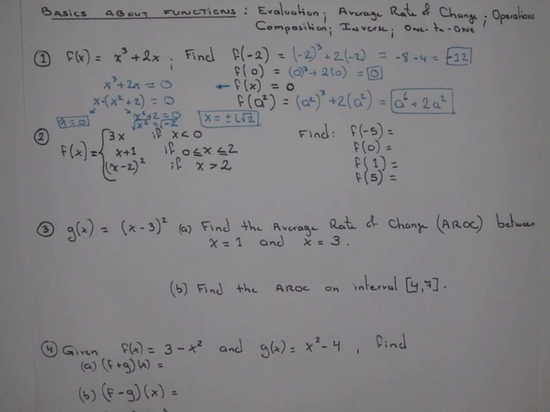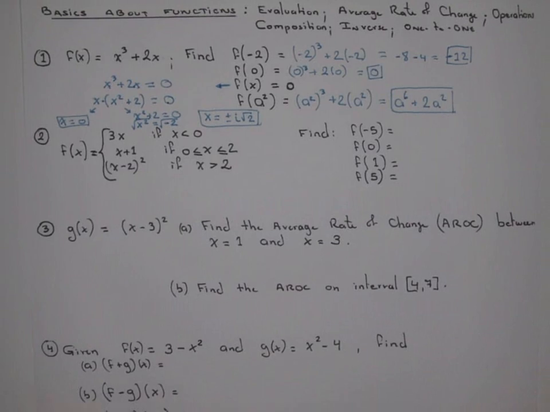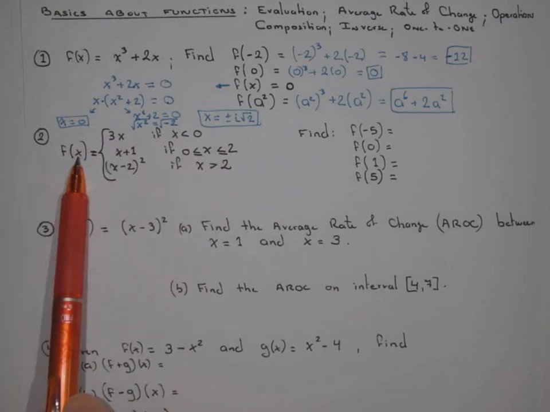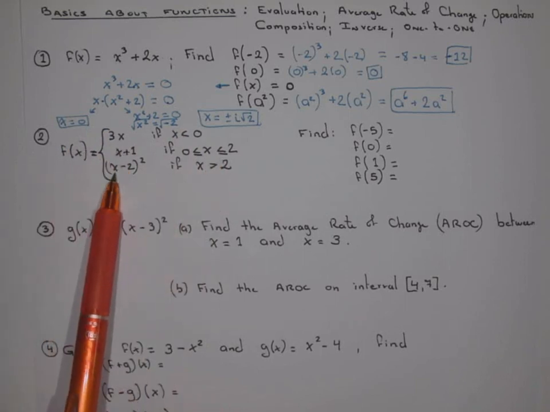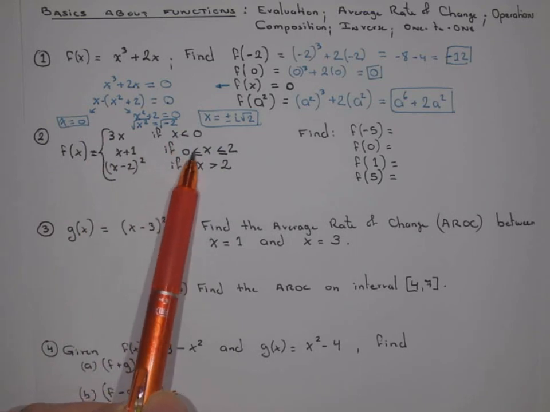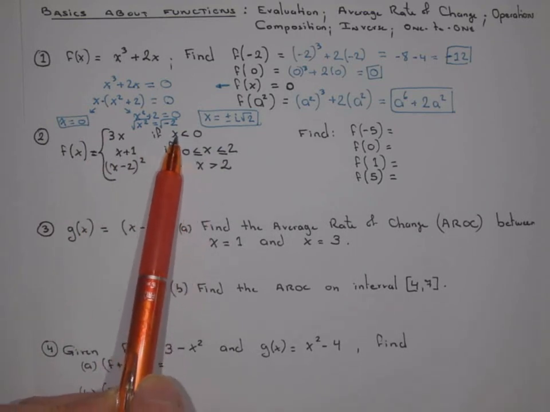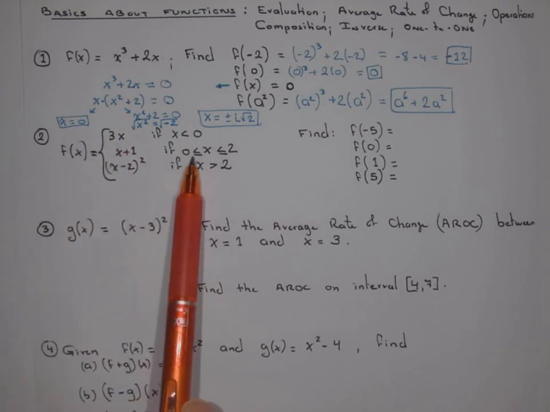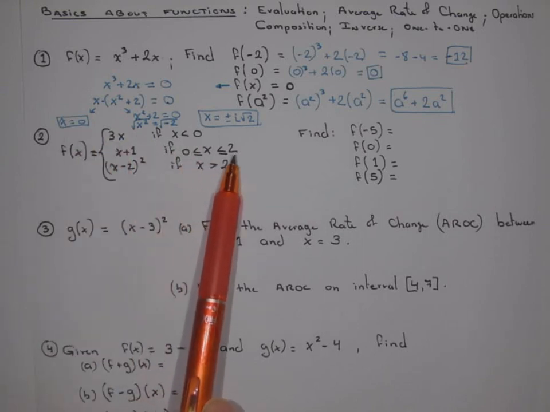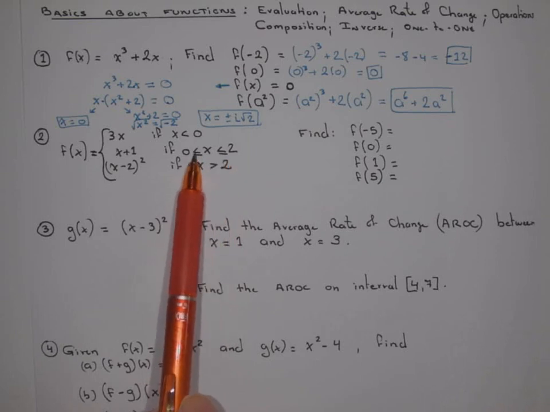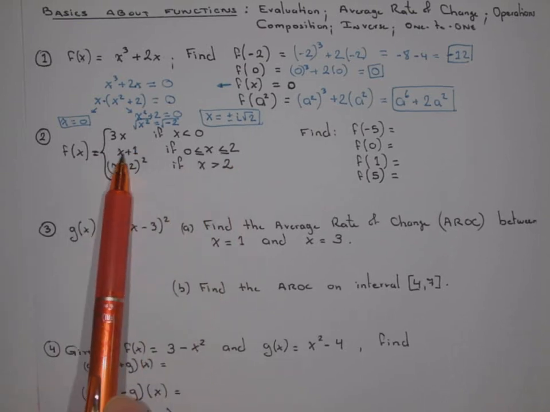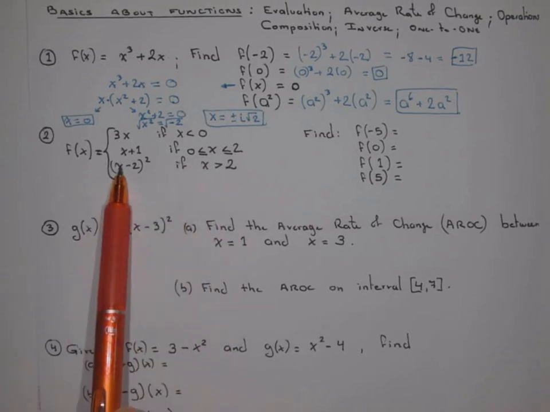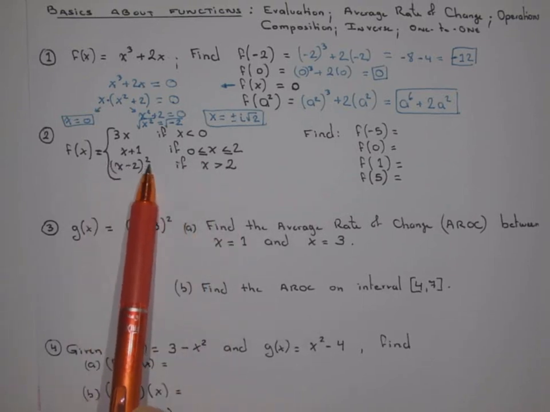All right, number 2. I'm going to switch colors so that they don't all just run together. Here we have a piecewise function. We're told that f of x could be 3 different pieces depending on what the x value is. So for all your x's that are less than 0, you're going to use 3x. For all the x's that are between 0 and 2, including 0 and 2, because it's all equal to, we're going to use x plus 1. And for all the x's greater than 2, we're going to use x minus 2 quantity squared. Okay?